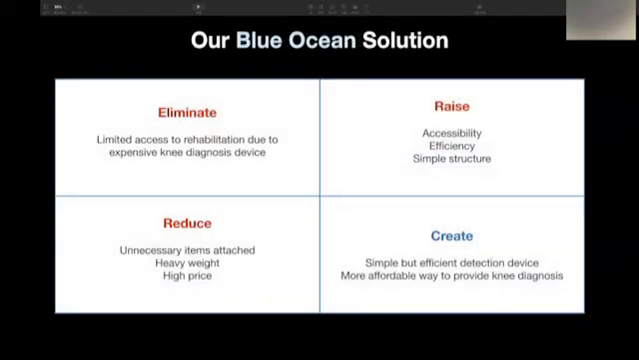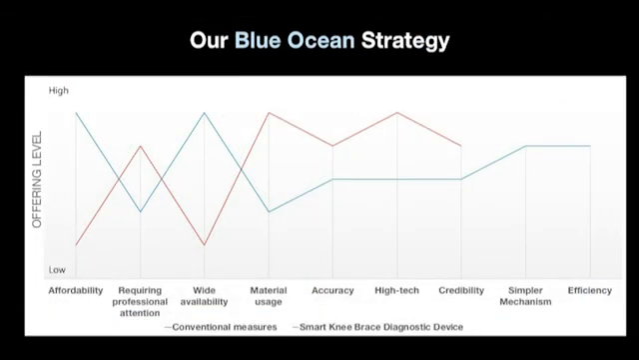It is recommended to eliminate limited access to rehabilitation due to expensive knee diagnostics devices. The barriers for using the product include unnecessary attached items, heavy weight, and high price. These characteristics need to be reduced to explore a blue ocean for medical instruments. Thereby, we need to raise accessibility, efficiency, and simple structure. Moreover, characteristics such as a simple but efficient detection device and a more affordable way to provide knee diagnosis need to be created. This is the graph of our blue ocean strategy.